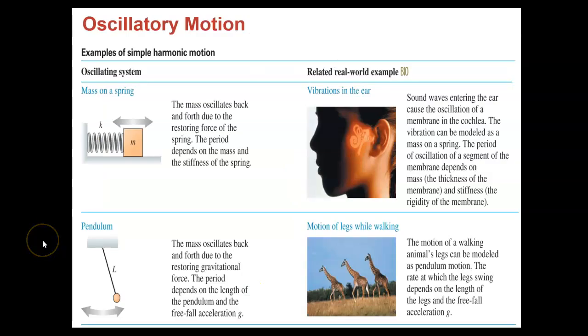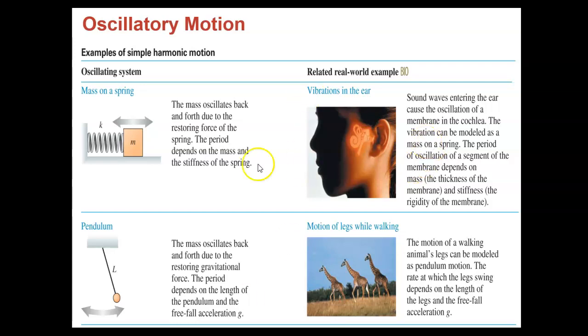The two main types of oscillating motion that we're going to look at in this unit are springs and pendulums. Springs bounce back and forth. You put a mass on a spring and you make it bounce either sideways or up and down. That mass oscillates back and forth due to a restoring force on the spring, and the period depends on the mass and the stiffness of the spring. The other one is a pendulum, like we just showed you in that simulation. The mass oscillates back and forth due to the restoring gravitational force. The period depends on the length of the pendulum and the free fall acceleration. It doesn't depend on the mass at all.